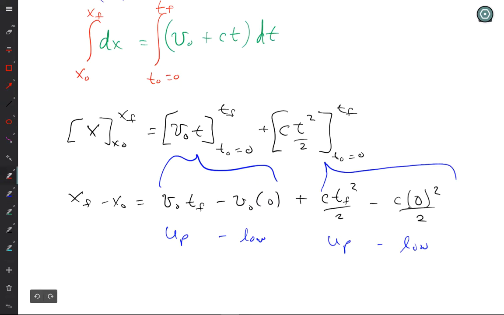Nathan, let me write the last line and then I will answer your question. So now for the last step, I just added x0 to both sides and removed the ones that are already 0.